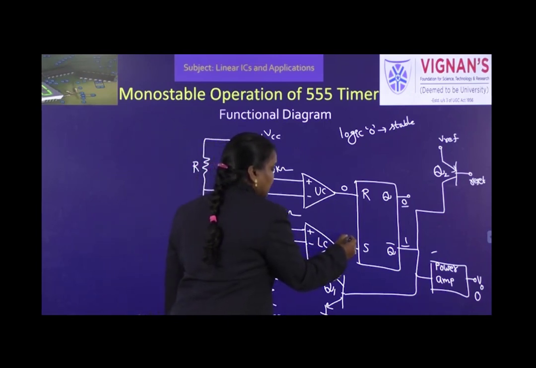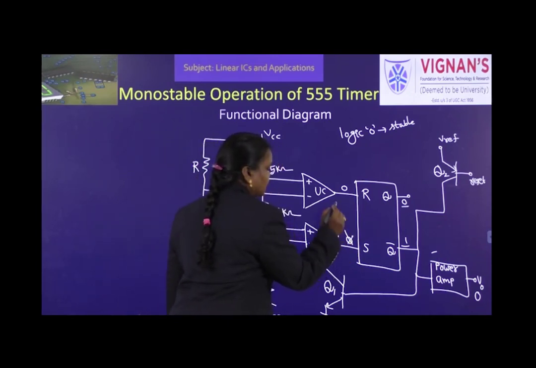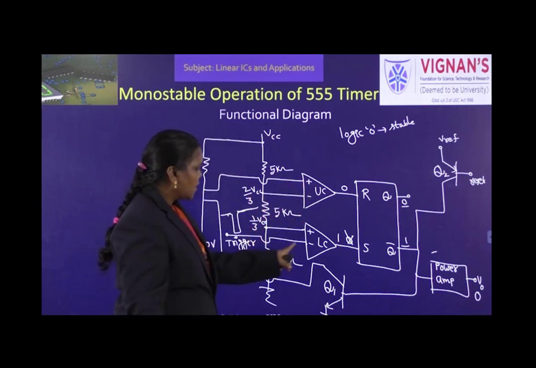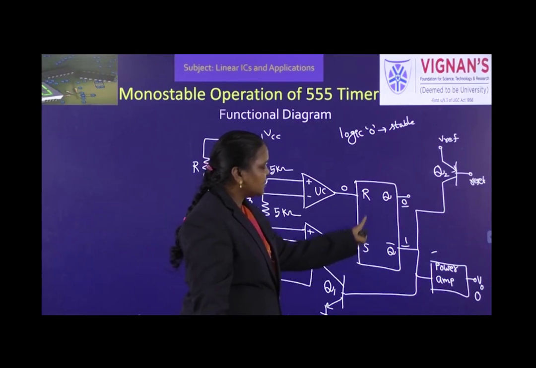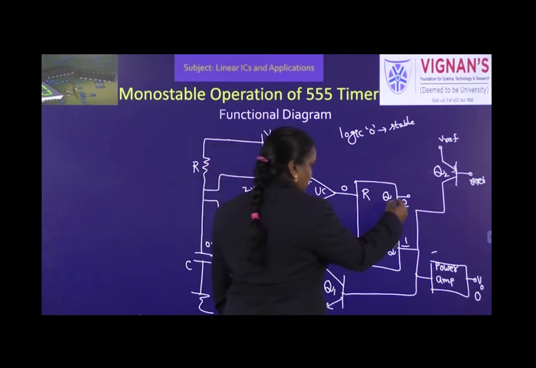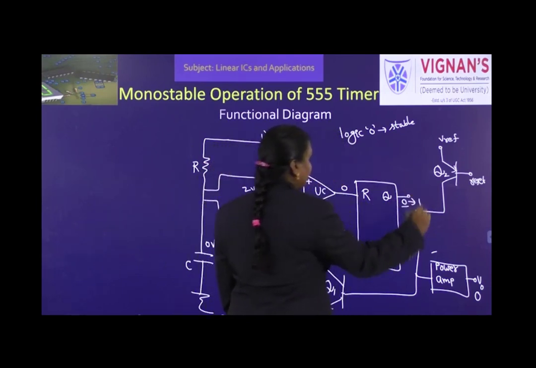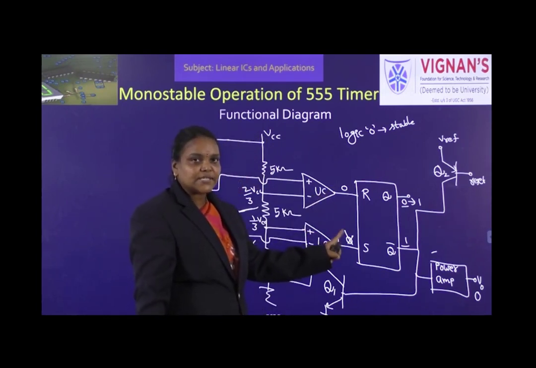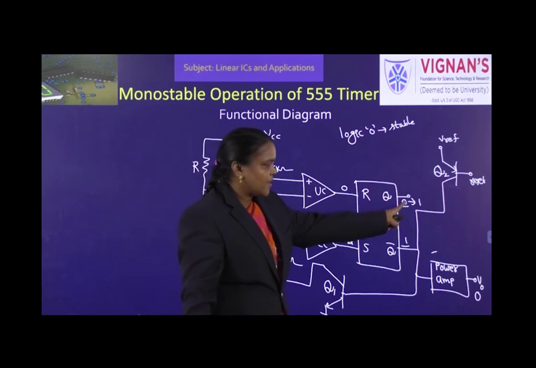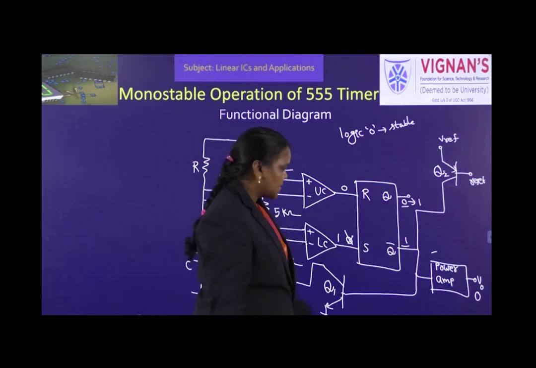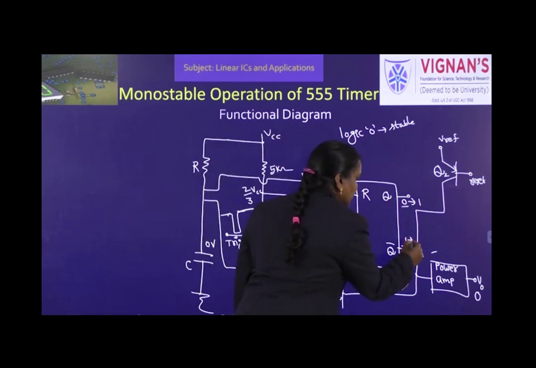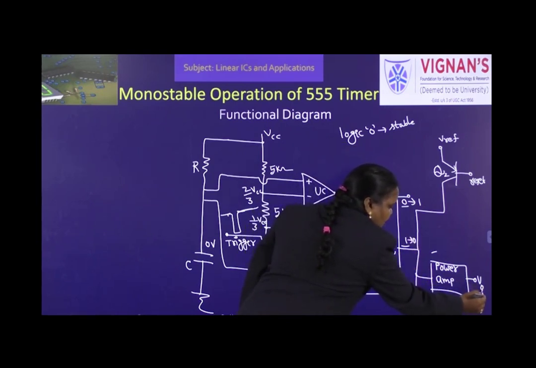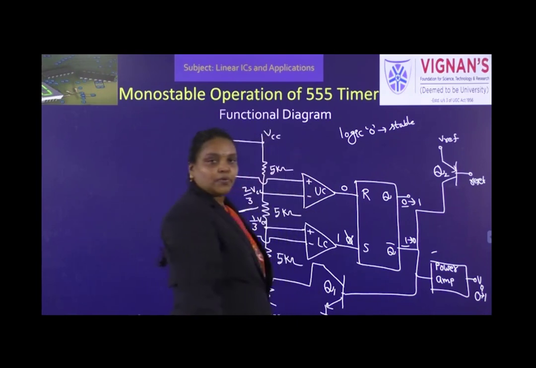So this becomes 1. And what about this? Let us see. So when it is 1, what happens? The Q becomes 1. Because according to the truth table, when R0 S1, S stands for set. So it sets the flip-flop to 1. Q is 1 means Q bar is 0. When Q bar is 0, what happens? Automatically 0 is given to the inverter. So the final output becomes 1.